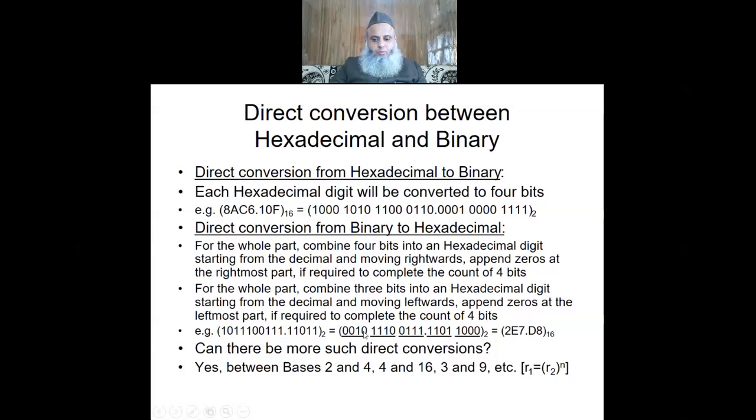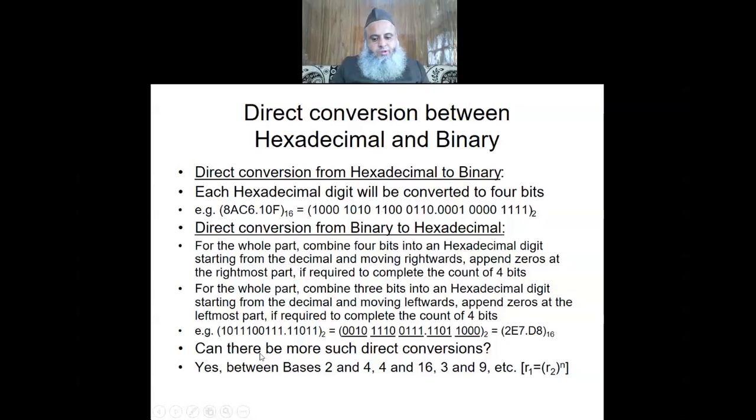0010 is 2, so you will place a 2. 1110 is E, so you will place an E there. And then 0111 is 7, so you will place a 7, a decimal point. And then 1101 is D. 1101 is 13 in decimal, and 13 in hexadecimal is D. And then 1000 is 8. So this will be the conversion of this binary number into hexadecimal directly without being required to convert it into decimal.